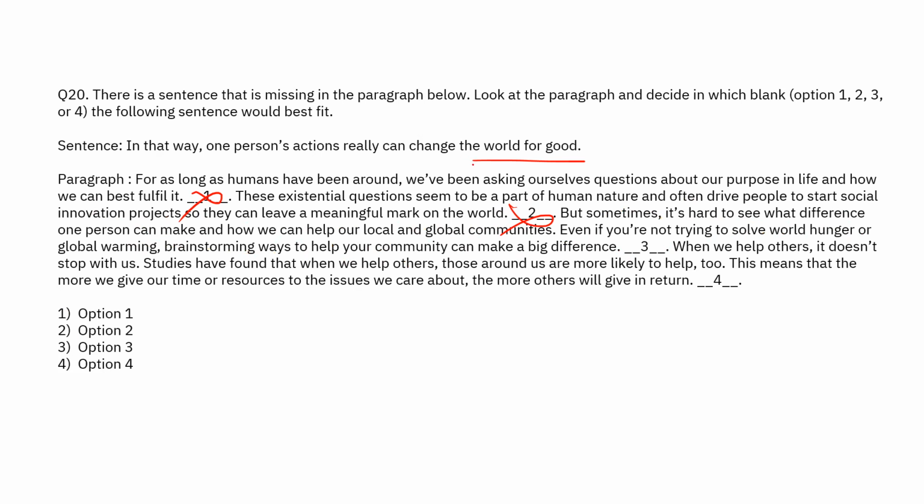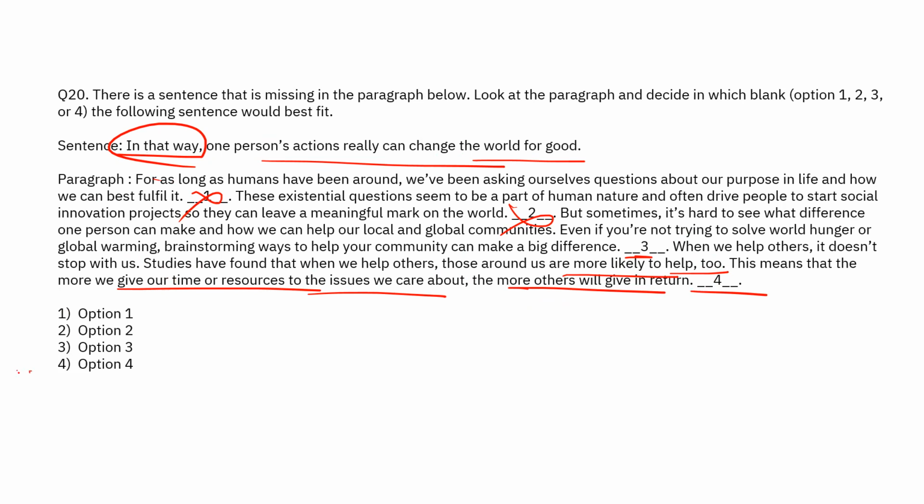In that way... so this, in what way? In that way, one person's action can really change the world. This looks a little premature here again. When we help others, it doesn't stop with us. Studies have found that when we help others, those around us are more likely to help. The chain reaction है. आपने एक को help किया, उसने दूसरे को help किया, उसने औरों को help किया. This means that the more we give our time and resources on the issue we care about, the more others will give in return. In that way, one person's action can really change the world for good.